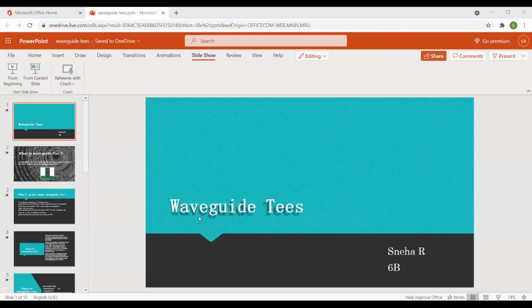Today we are going to start with waveguide Ts. Before going to waveguide Ts, I just wanted to give an idea about what a waveguide is. A waveguide is a hollow metallic tube of uniform cross section for transmitting electromagnetic waves.